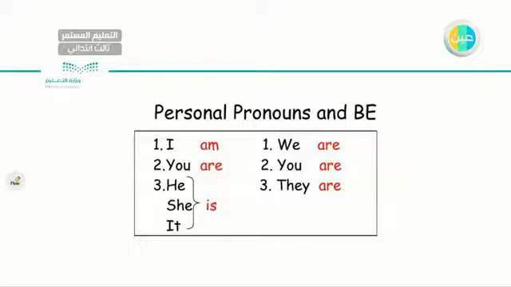I need you to remember this all the time. Keep reading. It's very important. So let's read it together one more time. I am. You are. He is. She is. It is. Very good. And to your right, I have we are. You are. They are. Very good. Let's go to the next slide.